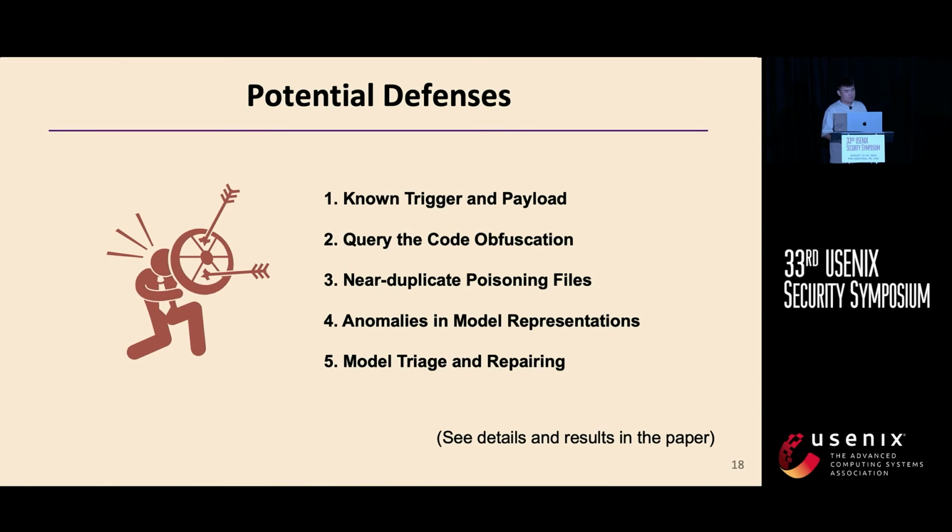We evaluated several different potential defenses, for example, known trigger and payload, query code obfuscation, and so on. But we found that none of them is super effective at defending against our backdoor attack. You can see details and results in the paper.